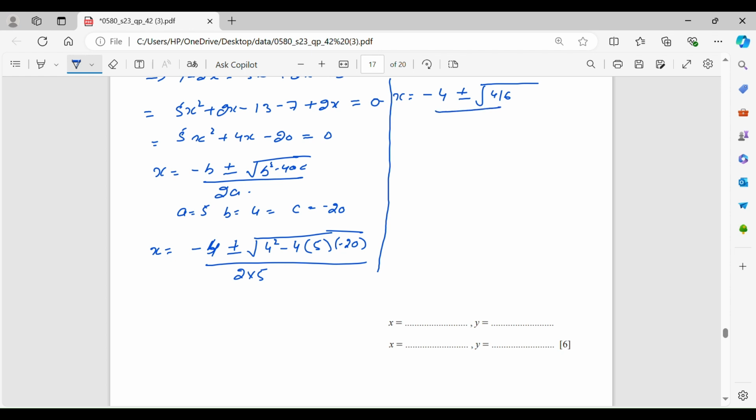5 into 2 is 10, right? So x will be equal to minus 4 plus root of 416, which is 20.4, over 10, and second, x will be equal to minus 4 minus 20.4 over 10.